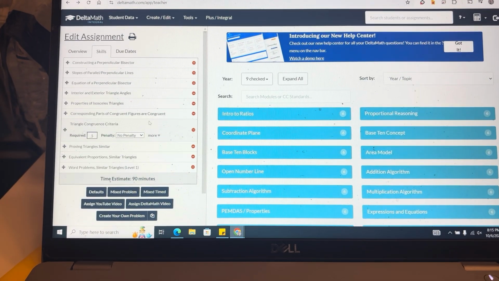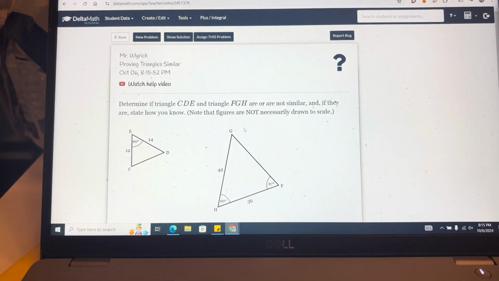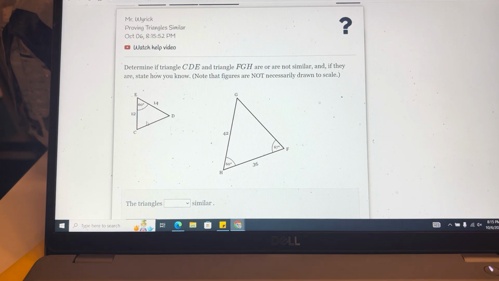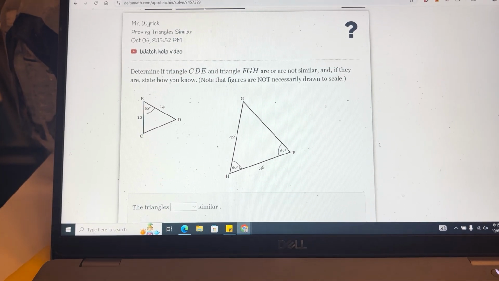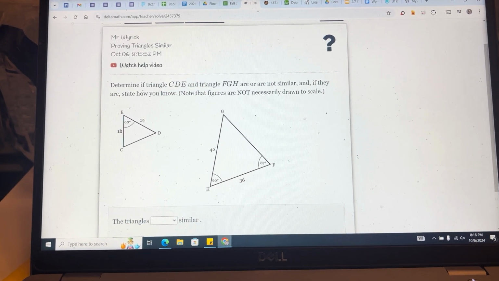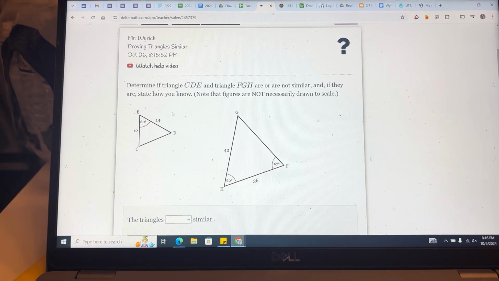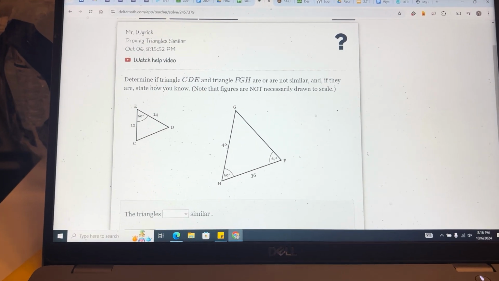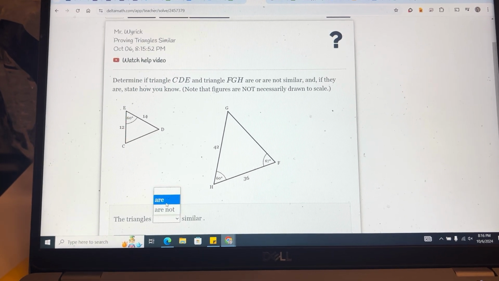Proving triangles similar, same kind of thing. We look at what we've got. We have this 60, we have a 60 here, so we have a congruent angle. 12 times 3 makes 36. 14 times 3 does make 42. So these triangles are similar.